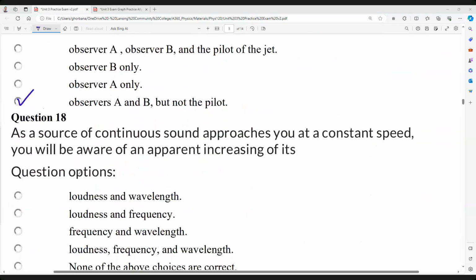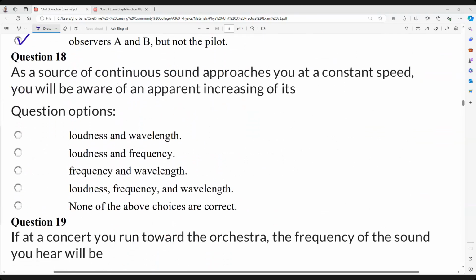Question number 18. As a source of continuous sound approaches you at a constant speed, you will be aware of an apparent increasing... The sound source is moving toward you at a constant speed. What you will hear, definitely the frequency will be different, because you are receiving blue shifted sound. Blue shifted means that the frequency is increasing.